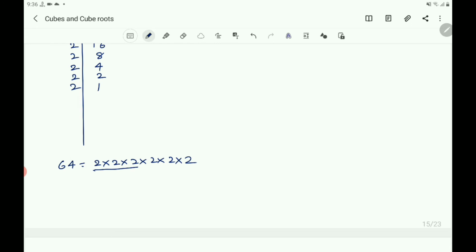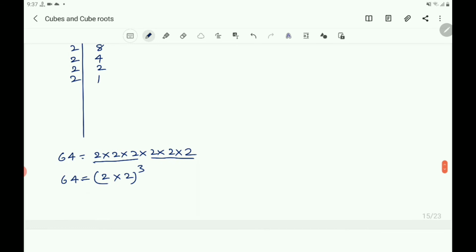So make the group of triplets here. You got that 64 equals, for one group of triplets you take one number, and also for the second group you take one 2. Cube it. Here 3 times are there, so it is 2 into 2 whole cube. Then you take the cube root on both the sides. Cube root of 64 equals cube root of 2 into 2 whole cube.